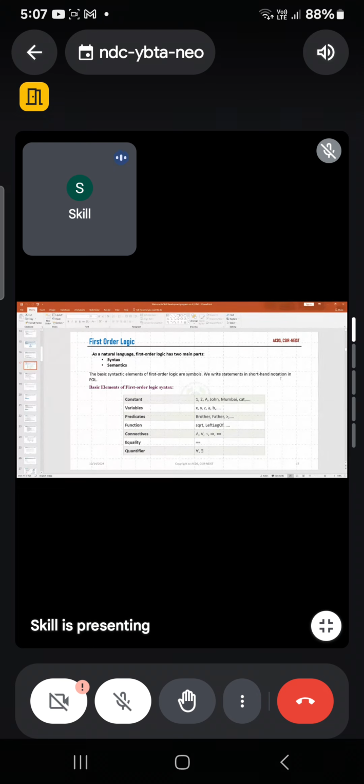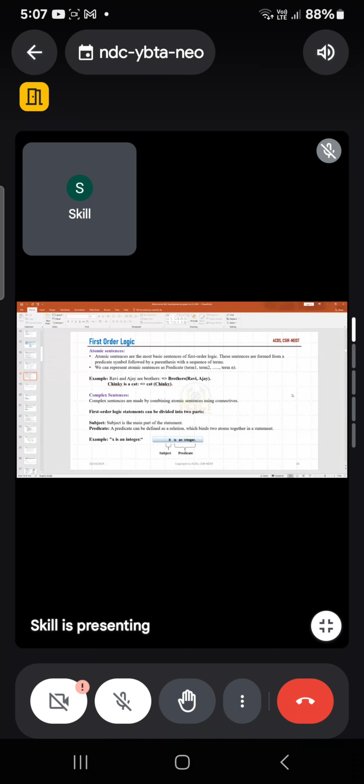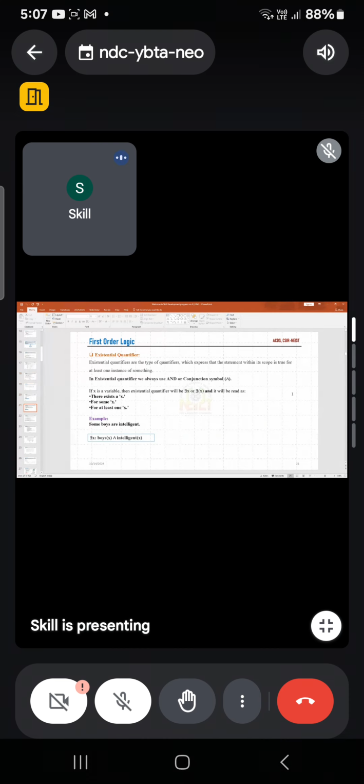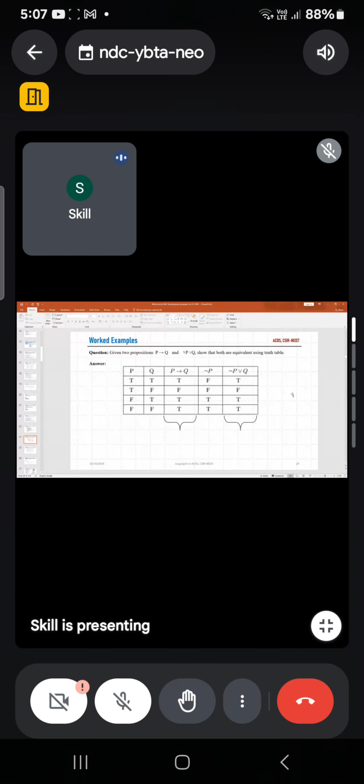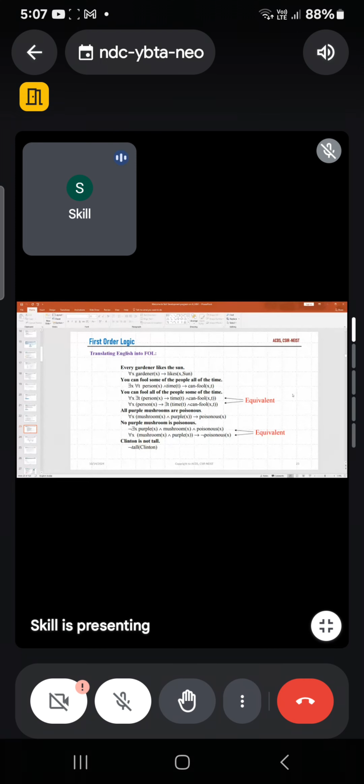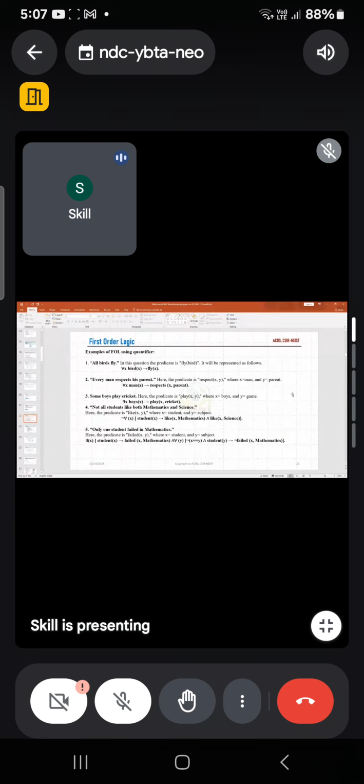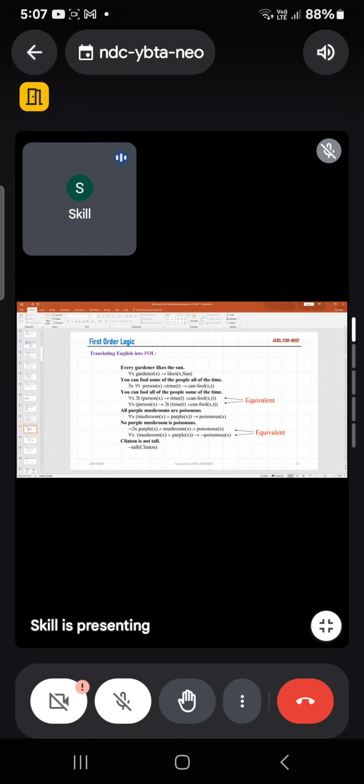It will be more clear if you work out the examples and see more examples. I will share all of this with you, and the earlier topics also, so that you can see them in detail. And with this example and the rules we have seen, you can have the idea of how we can write sentences in first order logic.